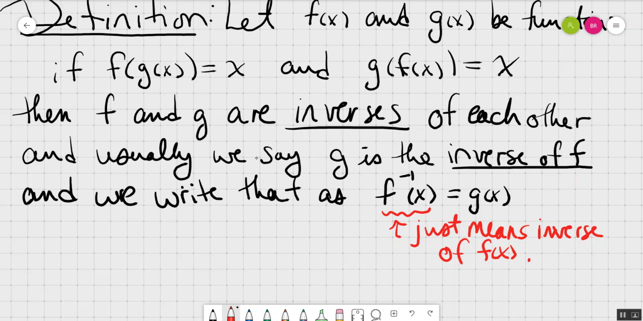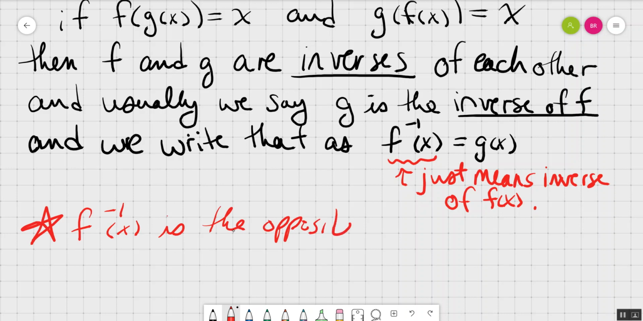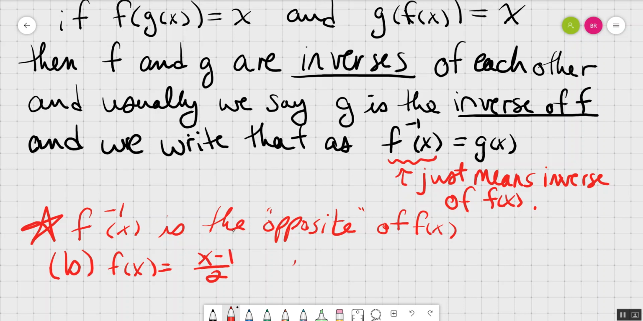So the way you should think about f inverse is that it's the opposite of f. It's going to do the opposite things. So looking back at our example B, you'll notice that that was a case where I did have two that were inverses and they were opposite operations of each other. Remember what B was? F of x was x minus 1 over 2, and g of x, which actually is f inverse of x, was 2x plus 1.